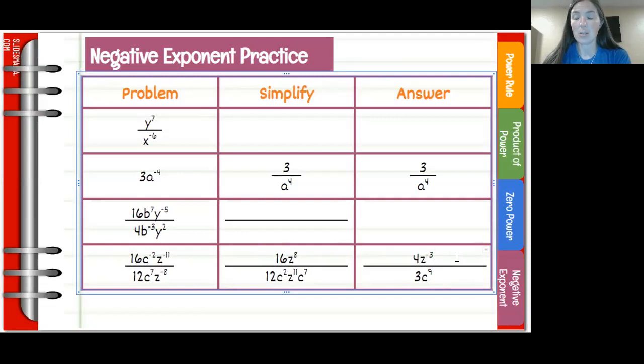And I'm basically just going to put in several spaces here. I'm going to do the same thing down here just so we can get an idea. So now the 4 is going to stay here. The 3 is going to stay where it is. The C to the 9th has a positive exponent, so it would stay. But now that Z to the negative 3 would have to go to the bottom and become positive.